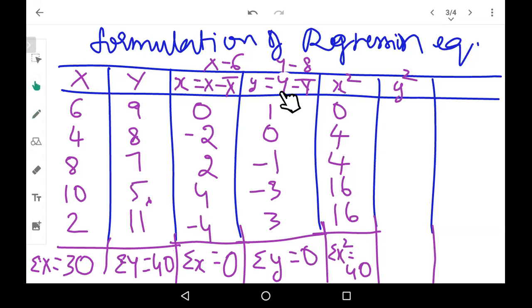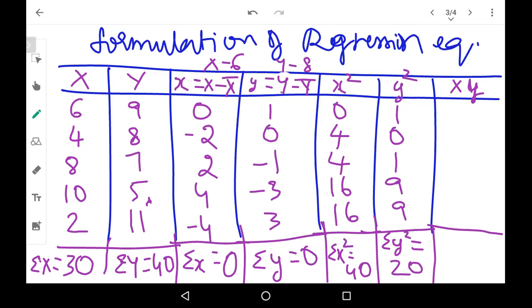Next, y square. Y square is this one, small y. So 1 square is 1, 0 square is 0, 1 square is 1 again, minus 3 square is 9, 3 square is 9. Find the total of this, sigma y square. 20. Okay, 20 is the answer.